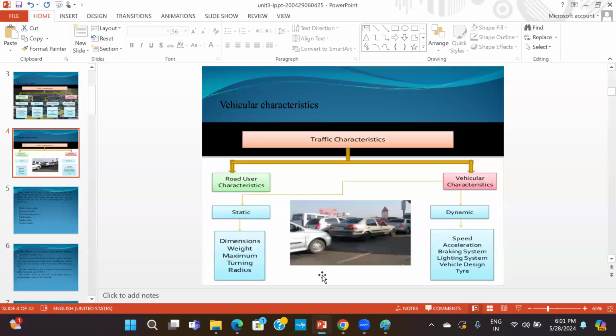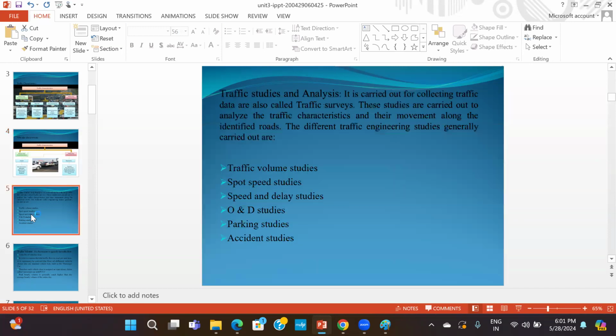So this is about vehicle characteristics. So vehicle characteristics, road user characteristics, and traffic characteristics. Road user characteristics and vehicular characteristics. Next, we will see about traffic volume studies and speed studies. That is, it comes under traffic studies and analysis: traffic volume studies, spot speed study, speed and delay studies, origin and destination study, parking studies, and accident studies in the next class.